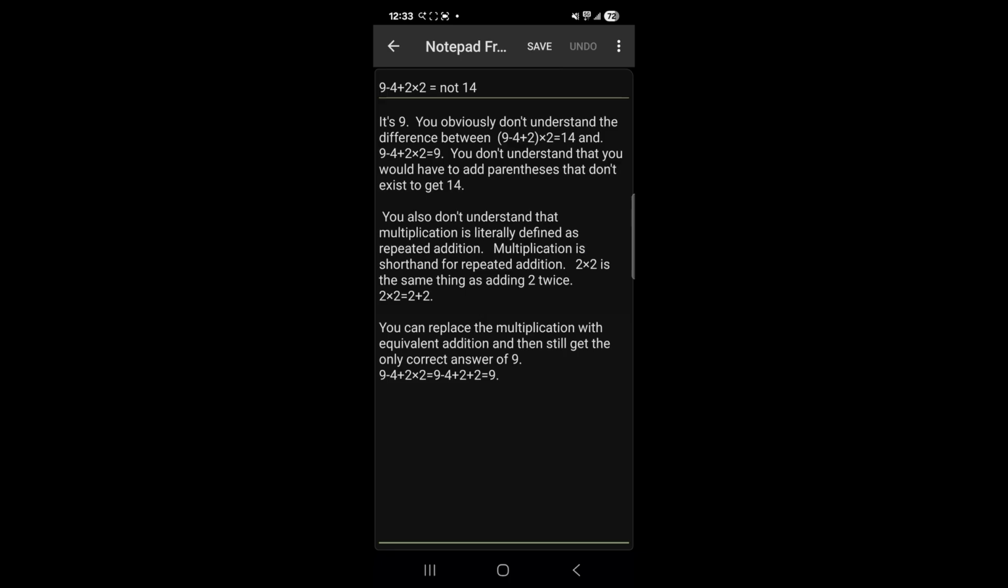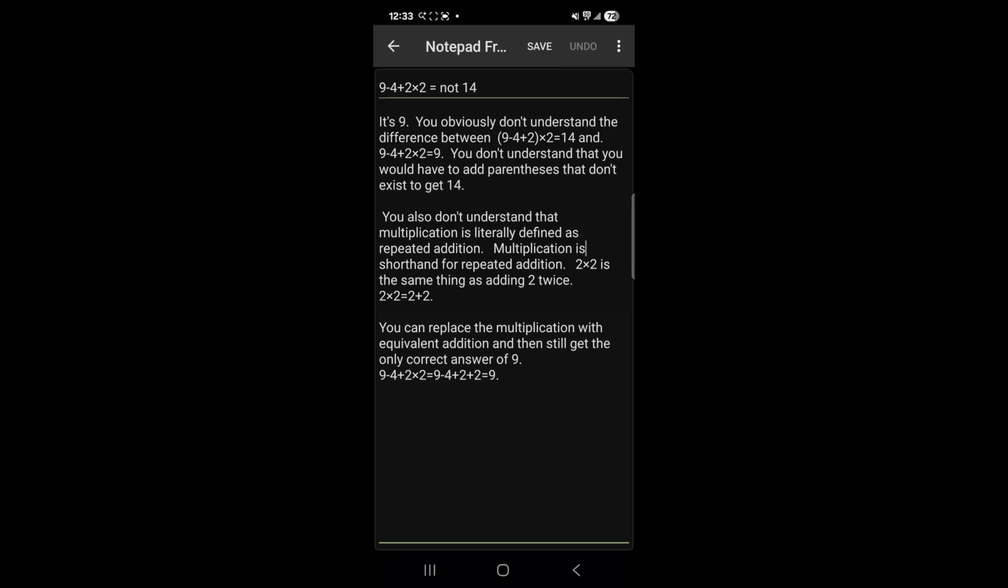And you also don't understand that multiplication is literally defined as repeated addition. You can go look at the definition of what multiplication is. Take a Webster's dictionary and look up what multiplication is. It's basically going to tell you that multiplication is repeated addition. 2 times 2 is the same thing as adding 2 twice. 2 times 2 is the same as 2 plus 2. It's just like 5 times 5. If you had 5 times 5, that means you're adding 5 five times. 5 times 5 is the same as 5 plus 5 plus 5 plus 5 plus 5.